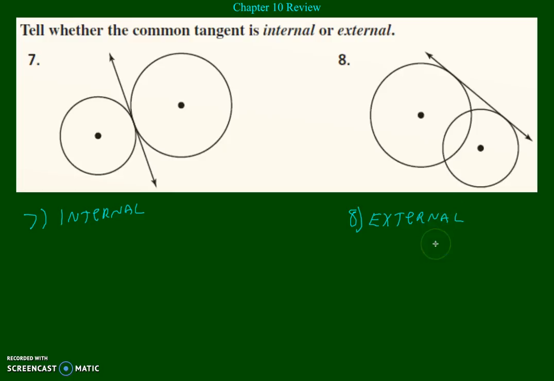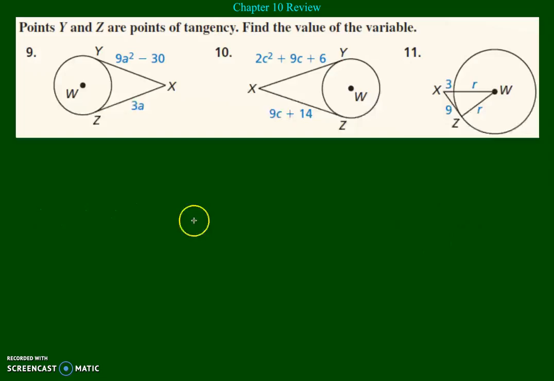All right, let's move on to the next set of problems. In problem 9, we're looking to use the external tangent congruence theorem. That is, if 2 tangents to a circle intersect at a common point outside the circle, then those tangent segments are congruent. And so the way we solve this one is, for 9, we say 9a squared minus 30 equals 3a.